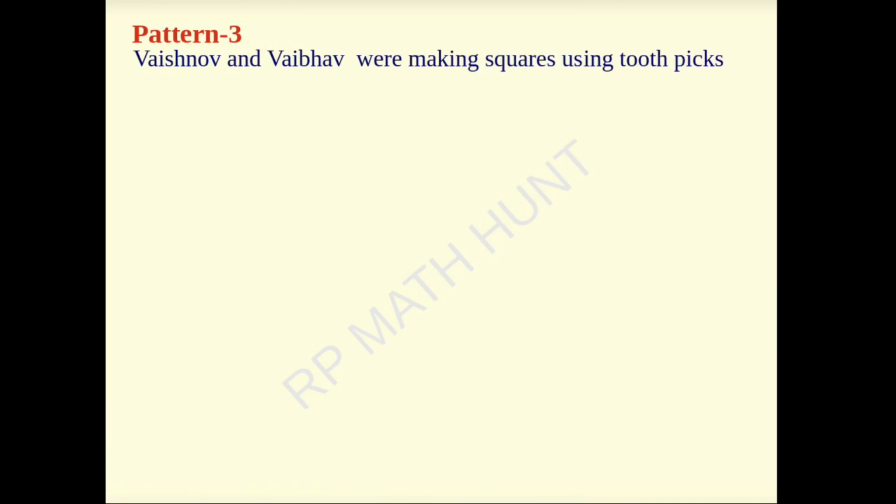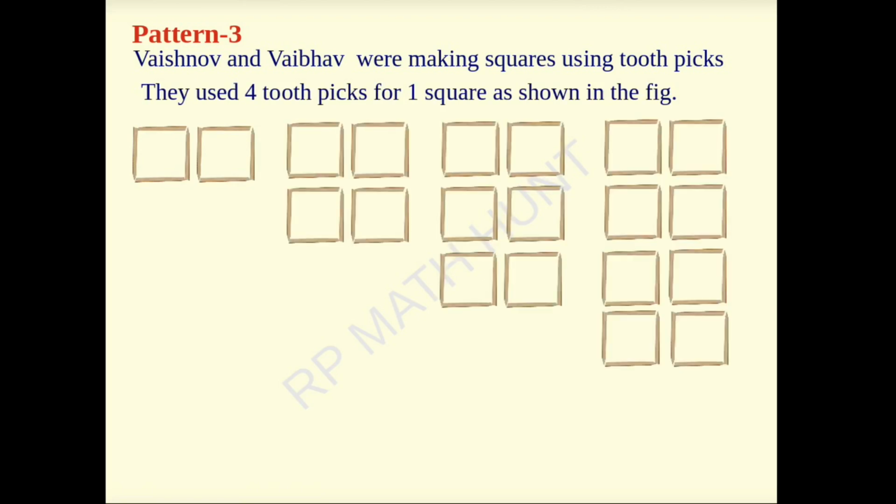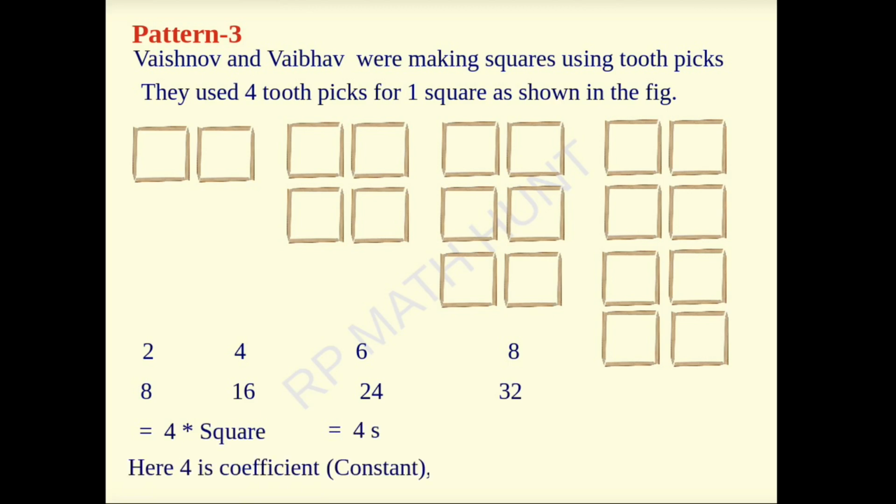Vaishnav and Vaibhav are making squares using toothpicks. They used 4 toothpicks for one square as shown in the figure. Now observe the number of squares prepared by Vaishnav and Vaibhav. Squares: 2, 4, 6, 8. For 2 squares, how many sticks did they use? 8, 16, 24, 32. Now observe what is the constant term. Here it is 4. 4 into squares, that is 4s. 4 is coefficient or constant and s is varying, that is the reason it is a variable.